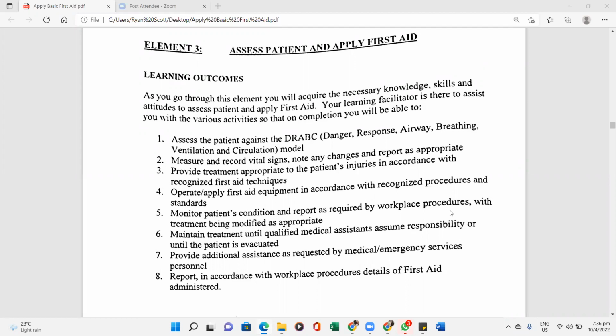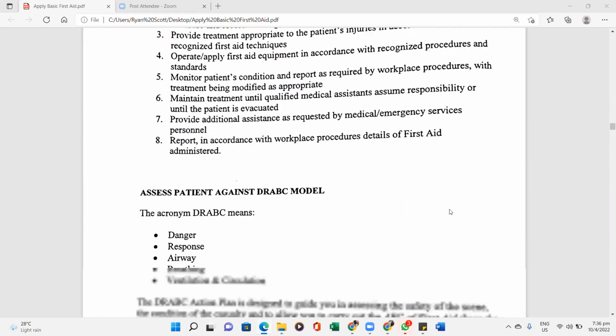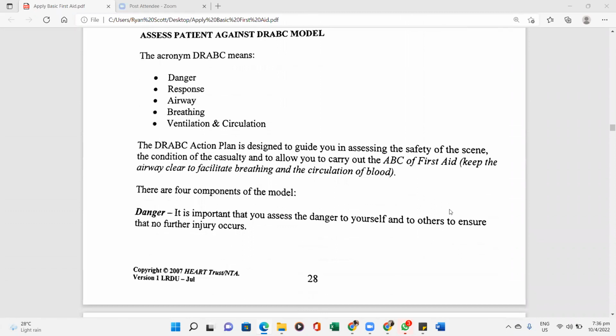Can scroll down. Okay, so let's go again. So the acronym is DRABC, DRABC. All right, that's the acronym that we use, DRABC.